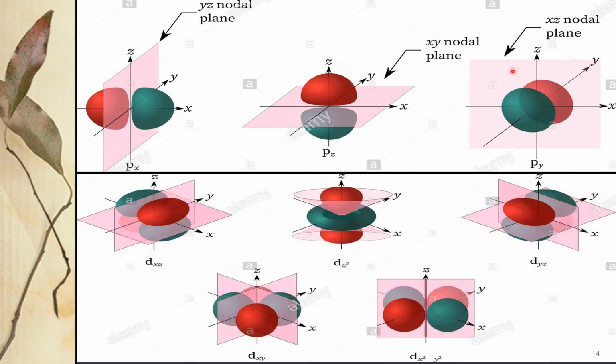Now you can see the beautiful diagrams for the 5d orbitals and their nodal planes. Pink color indicates the nodal plane. There are two nodal planes for the orbital. For this you see z square, like this. Now here. So please go through all these nodal planes.